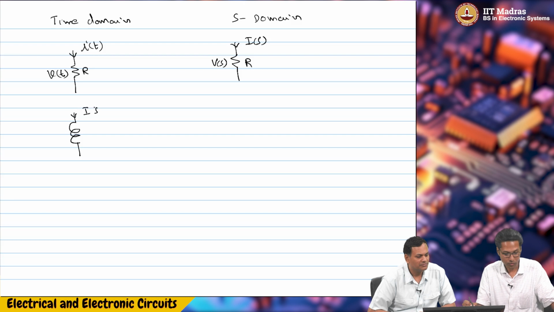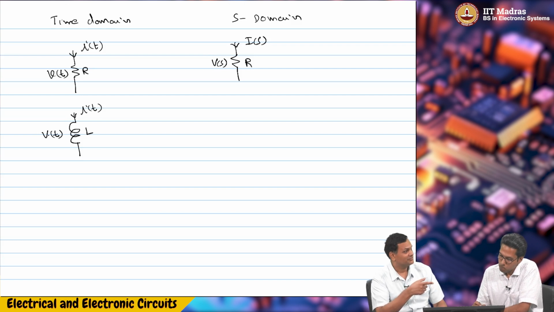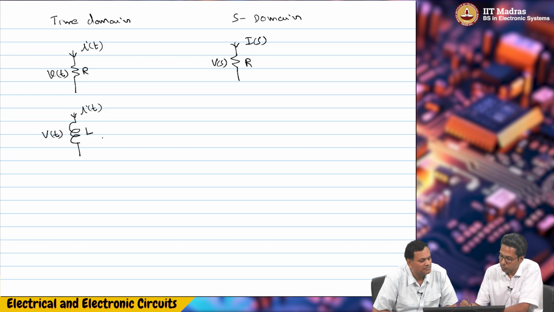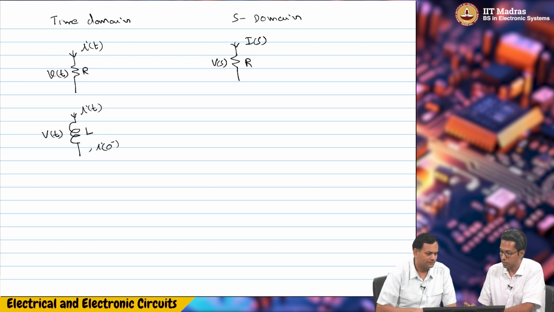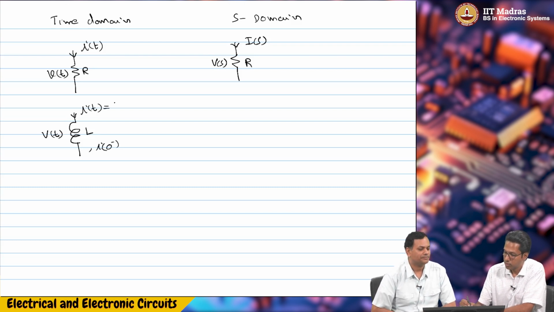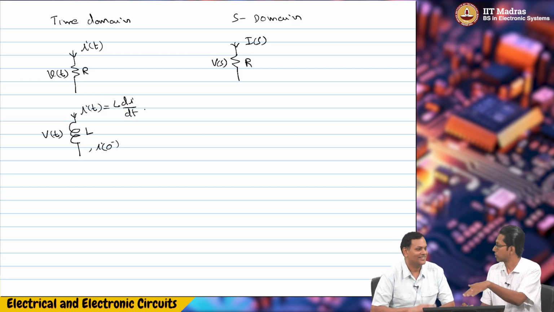Let's say I of t, and we have value L. Voltage across it is V of t, and the initial condition is I of 0 minus. I'll write that next to it. And this V of t is L di by dt, just to recollect what we have to use.